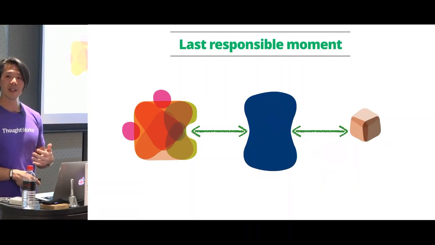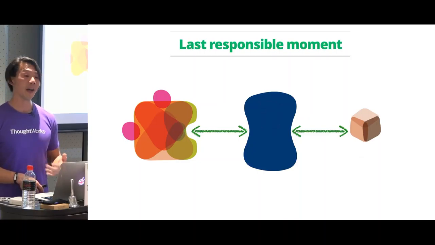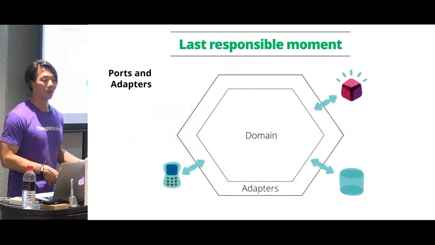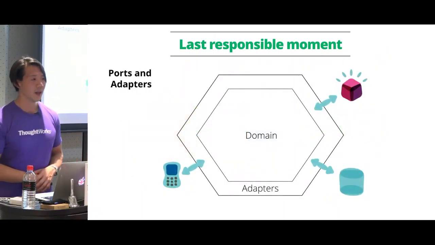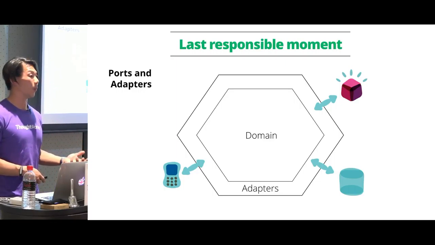Now, if you apply this to an application over time, at all the external points that might actually change, you end up with a pattern called ports and adapters, or hexagonal architecture. A good example is when you think about external dependencies, those external dependencies will probably change.